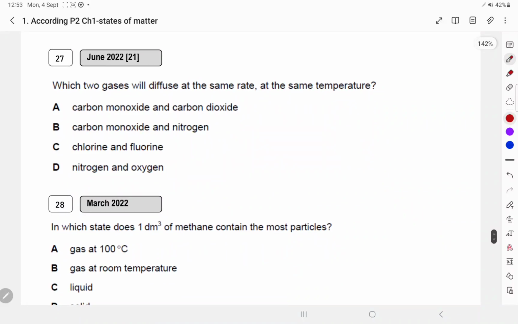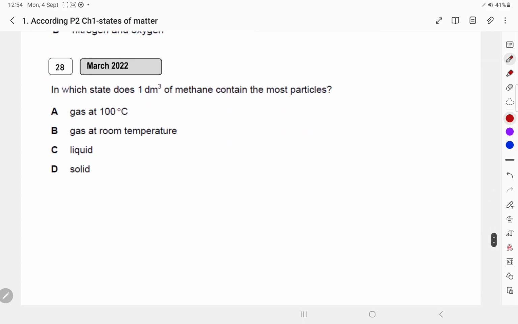Which two gases will diffuse at the same rate? This is a repeated question. As we said, carbon monoxide, which has Mr 28, and nitrogen N2, which has molecular mass 28, so the answer is B. In which state does 1 cubic decimeter specific volume of methane contain the most particles?